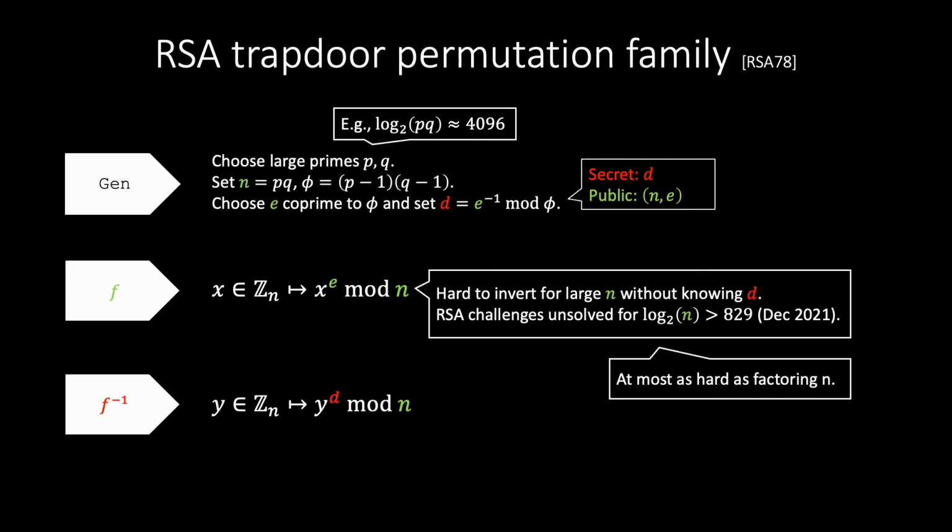An interesting side fact is that there is a relation between solving RSA challenges and integer factorization. If we could factor the public value n into its prime factors p and q, then we could derive the secret trapdoor information d. This shows that solving RSA challenges is at most as hard as factoring integers.